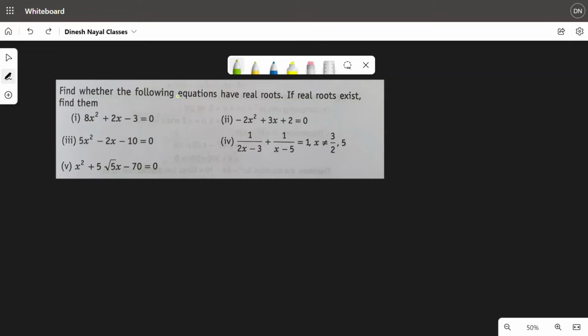So now this is a long answer type question. Our question 1 is: find whether the following equations have real roots, and if real roots exist, find them.